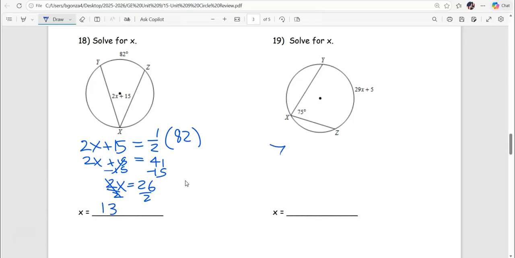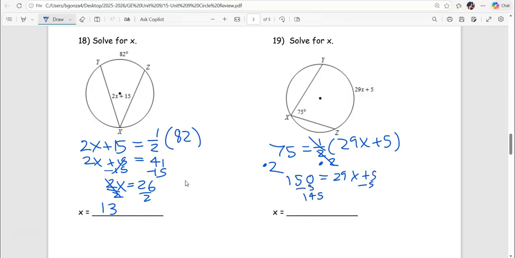All right, same thing here. Inscribed angle 75 equals 1/2 the intercepted arc, which is 29x plus 5. There's a couple ways to do this. Instead of putting half of the intercepted arc, you could just do the inscribed angle times 2. So to get rid of a half, it's times 2. You get 150 equals 29x plus 5.